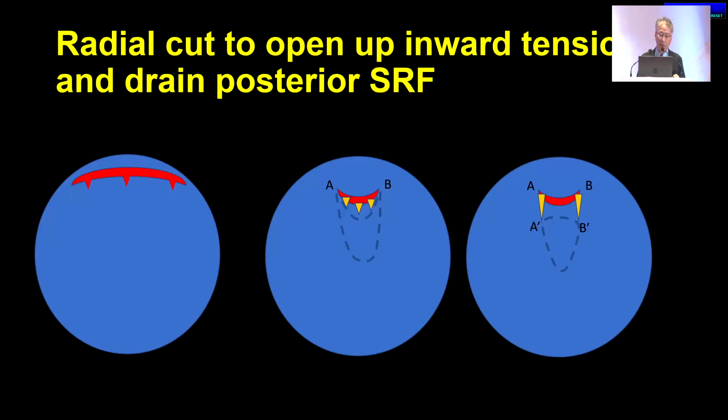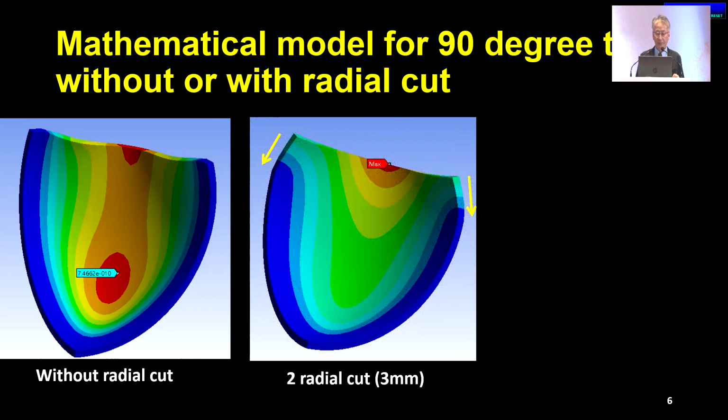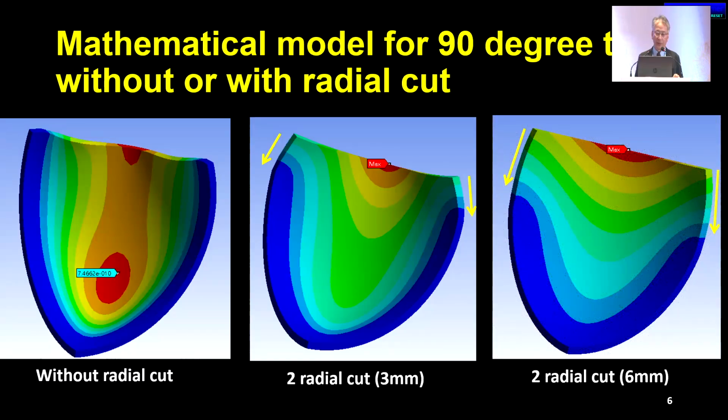fluid. So you have A and B. If you cut deeper, then you have more chance to aspirate the trapped subretinal fluid. And this will be shown in the mathematical model for a 90-degree tail without or with radial cut. If you have no radial cut, the gravity will draw the subretinal fluid towards the posterior. With a radial cut of 3 millimeters, it's like this. With a deeper radial cut, you have less subretinal fluid trapped at the center.